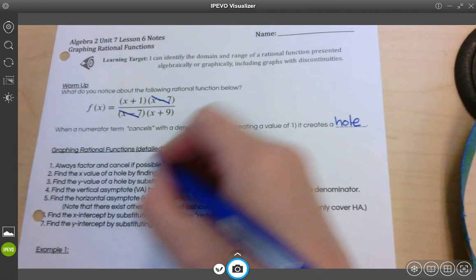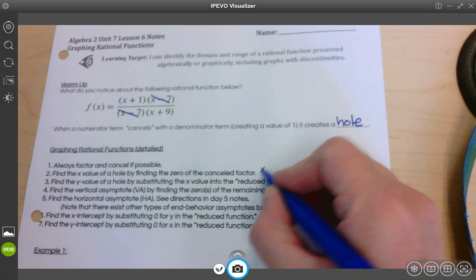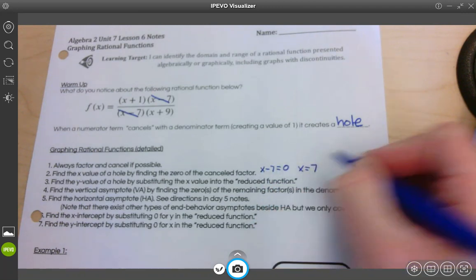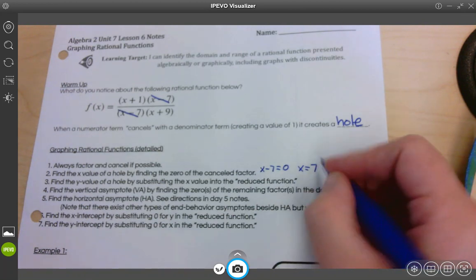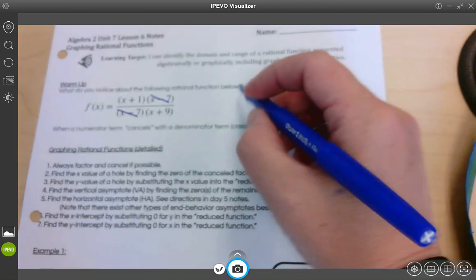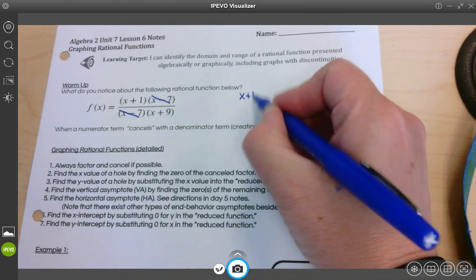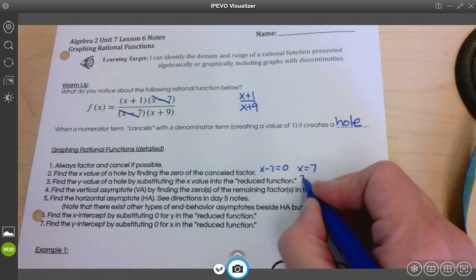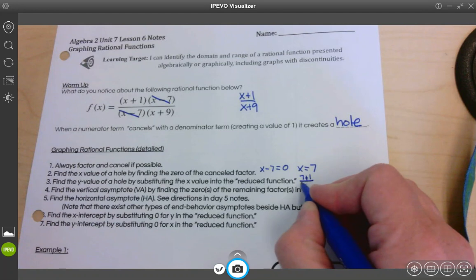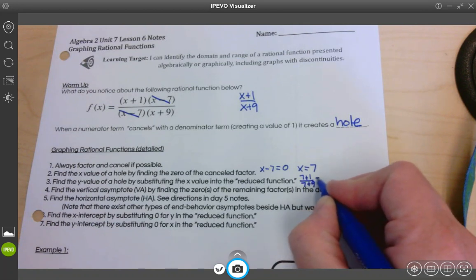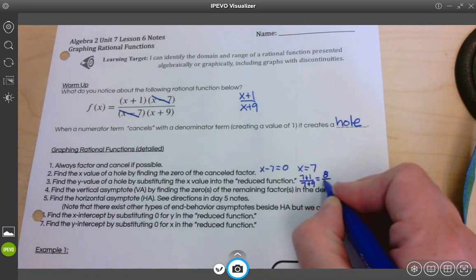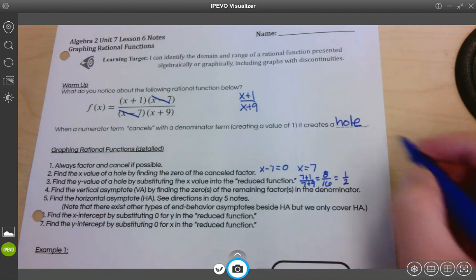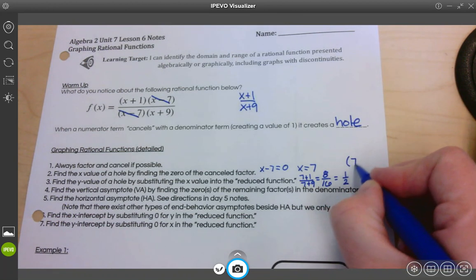because we factored this out, and then we found that the 0 of x minus 7 was x equals 7. That's the x of the hole. We're going to substitute that into our reduced function, which was x plus 1 over x plus 9. So 7 plus 1 over 7 plus 9 gives me 8 over 16, or 1/2. That's not such a bad number. So my hole is at 7, 1/2.